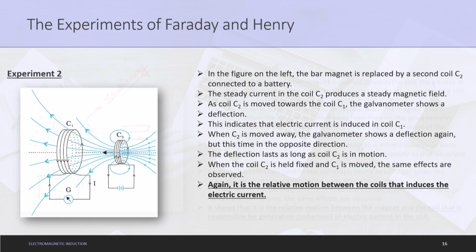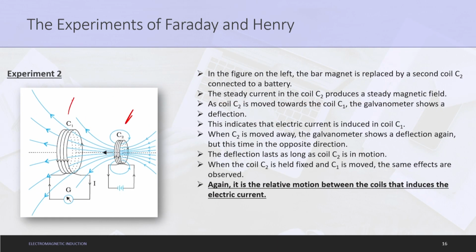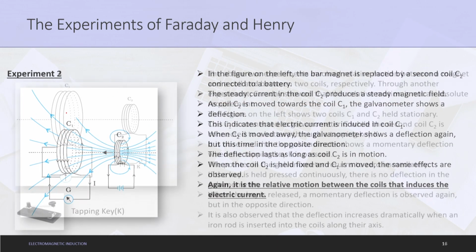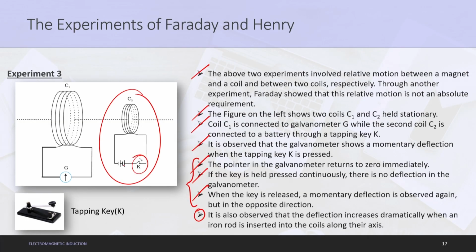So, these were the 3 experiments which were told by Faraday and Henry. The first involved a magnet and a coil, the second involved 2 coils, and in the third, just to make sure that relative motion is not the only criterion which is important for electromagnetic induction to occur, the tapping key and battery were involved. So, these were the 3 experiments.